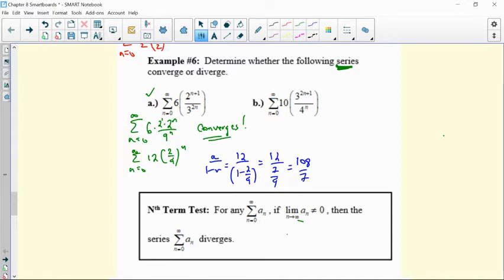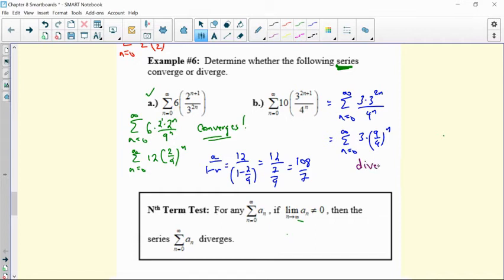Now part B, let's manipulate this in a similar way. That's equal to the summation n equals 0 to infinity of 3 to the 2n plus 1 over 4 to the n. There's an extra 3, so I can think of it as 3 times 3 to the 2n over 4 to the n. And again, 3 to the 2n would be 9 to the n. So now I have the series starting at 0, going to infinity of 3 times 9/4 to the n. Because this is a geometric series, I know that it diverges since r is greater than 1. So I could say it diverges.